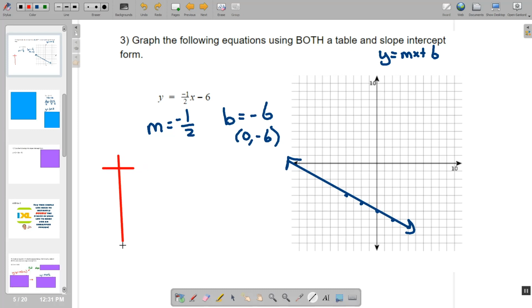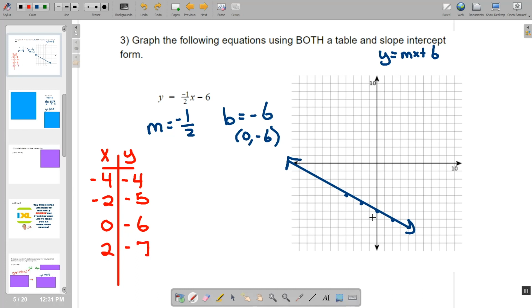On the left, we need 5 values of x and 5 values of y. Well, we have the ordered pairs right here. The first one is -4 for x, and the y value is -4. This one here is -2, -5. We have 0, -6, right there. We have 2, -7, right there. And finally, our last one is 4, -8.